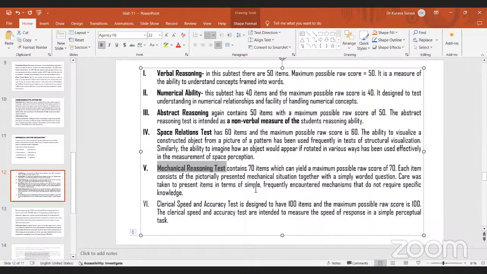The clerical speed and accuracy test is designed with 100 items and the maximum possible raw score is 100. It is an integrated measure of the speed of response in a simple procedural task.